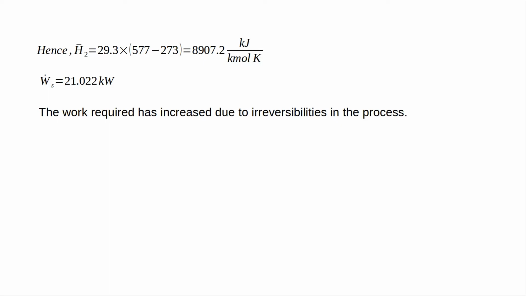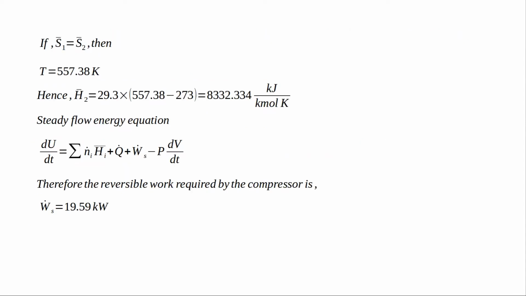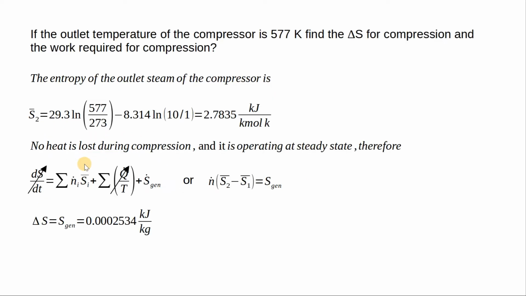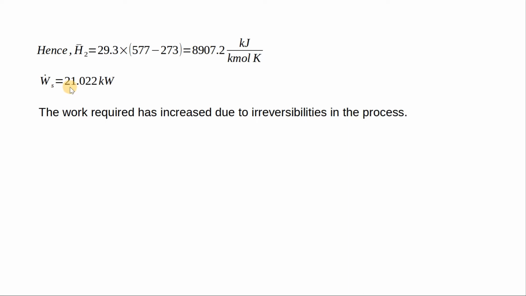Now the discharge enthalpy of the compressor is 8907.2. Therefore, by applying the steady flow energy equation, once again with the usual cancellations, you get the shaft work as 21.022 kilowatts. As you can see, the work required has increased. It has increased due to irreversibility in the process. So whenever there is irreversibility in compression, the discharge temperature of the compressor goes up. These irreversibilities come due to friction in the compression, and therefore the discharge temperature goes up.